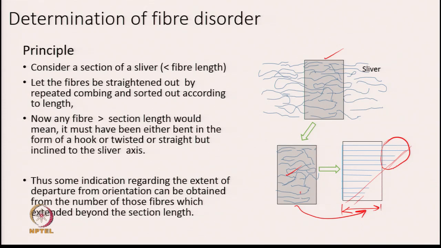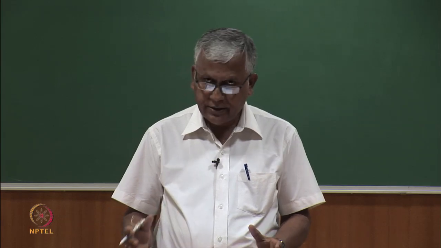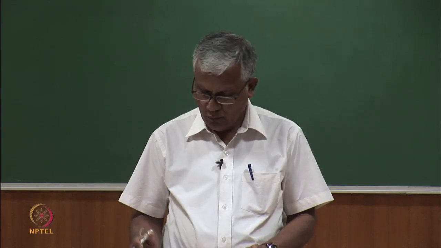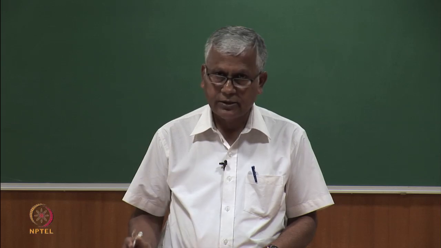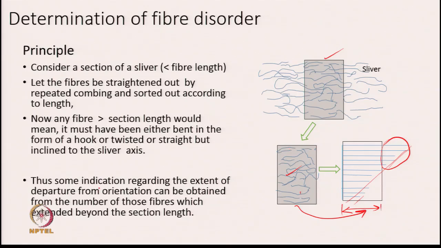So, this part of the fiber indicates in a way the number of fibers which are in a bent shape or a hooked shape within the section that we have considered. So, we can get some indications regarding the extent of departure from orientation from the number of those fibers which extended beyond the section length.